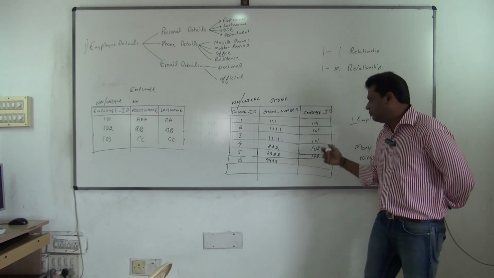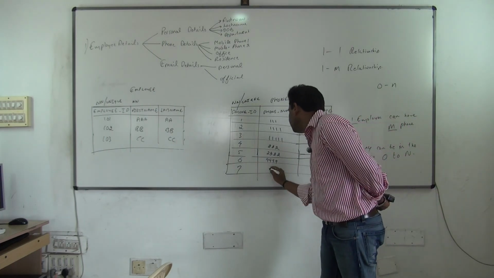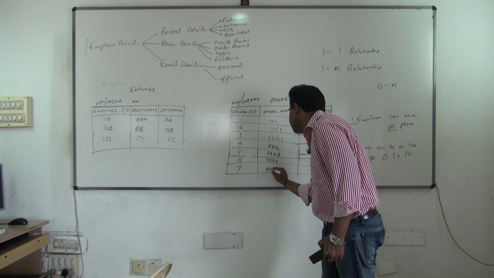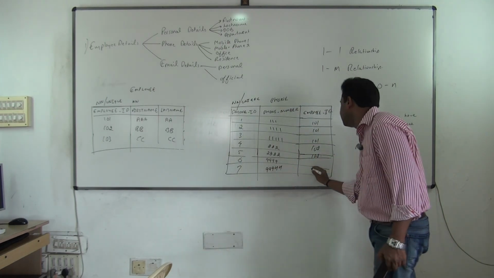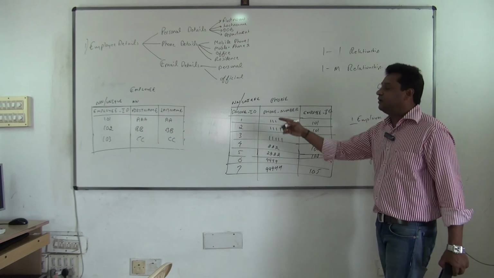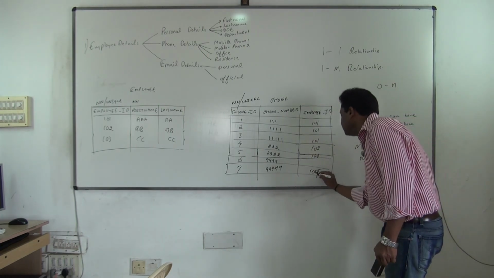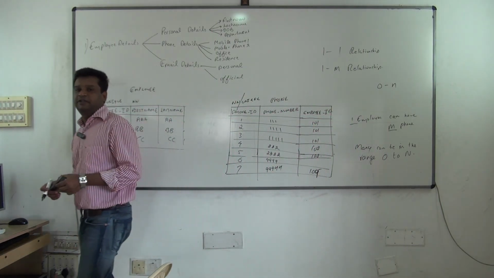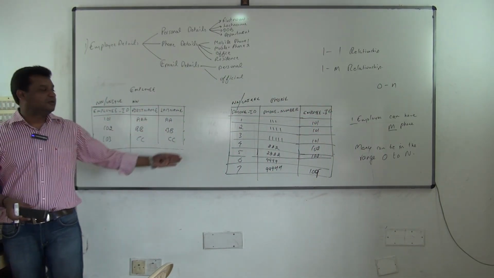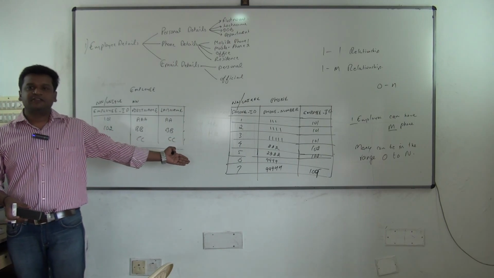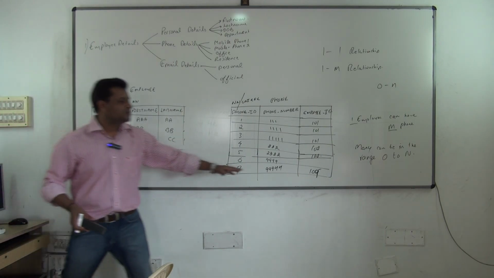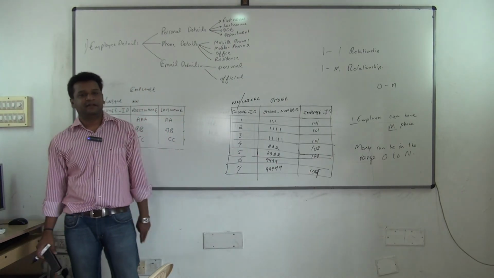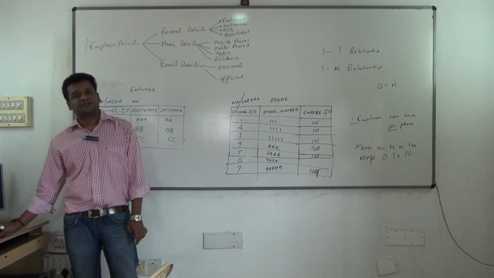One more thing I can do: 7, and the phone number I'll make one more 999, and I'll give an employee ID something like 109. Is there an employee ID called 109? The record is not there. Somebody is not there, but you are trying to save his data. And you are not giving an employee ID at all. That is invalid data. So like this, problems will start.